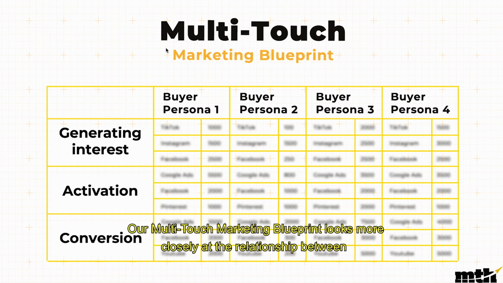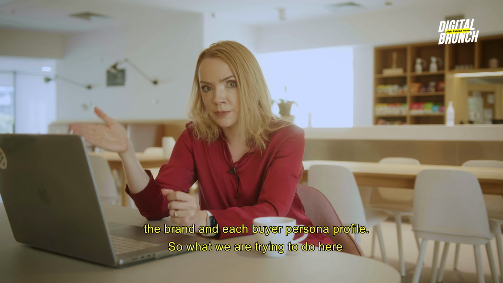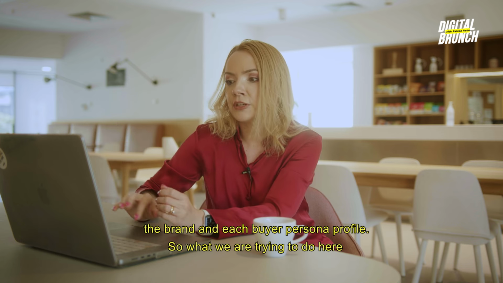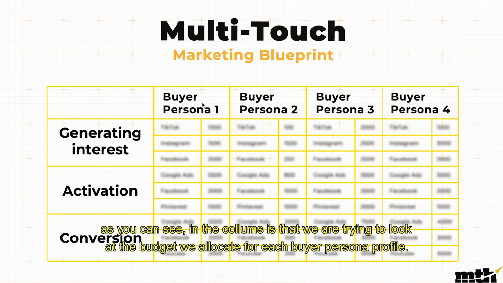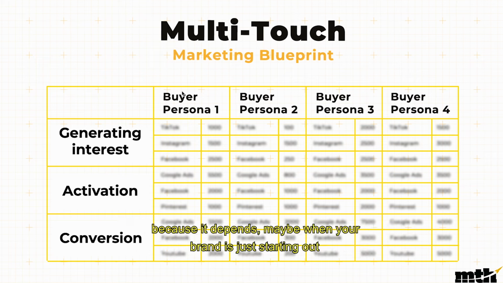Our multi-touch marketing blueprint looks more closely at the relationship between the brand and each buyer persona profile. So what we are trying to do here, as you can see in the columns, is to look at the budget we allocate for each buyer persona profile. Of course, we are only looking at the main clusters of buyer personas. And of course, this is always very dynamic because it depends.